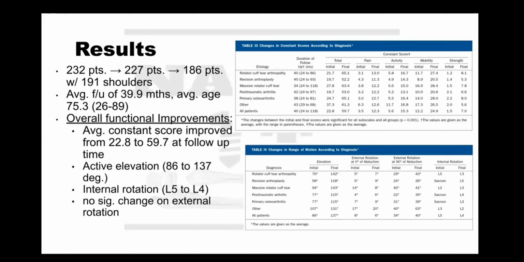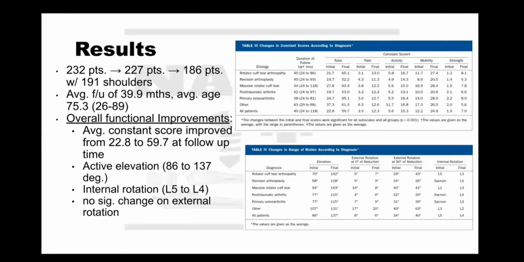You can see that the average follow-up was about 39.9 months, and the average age was 75.3. Overall, the average Constant scores improved from 22.8 to 59.7 at follow-up. And these Constant scores improved significantly across all domains, as shown to the right in table 3. The authors also showed that active elevation increased overall from 86 to 137 degrees, as well as internal rotation from L5 to L4, but there was no significant change in external rotation. And so displayed in table 3 and table 4, we can see the breakdown of the different etiologies, duration of follow-up, and the Constant score.